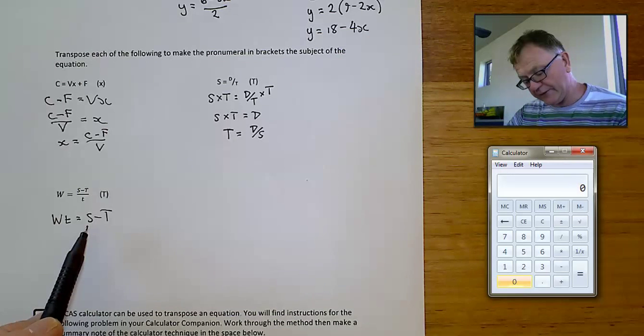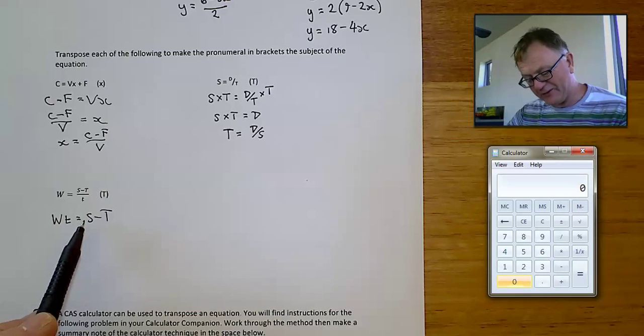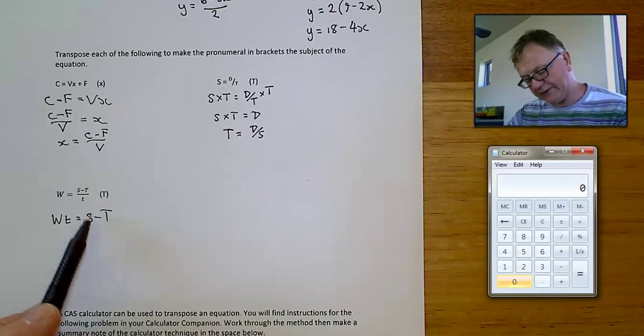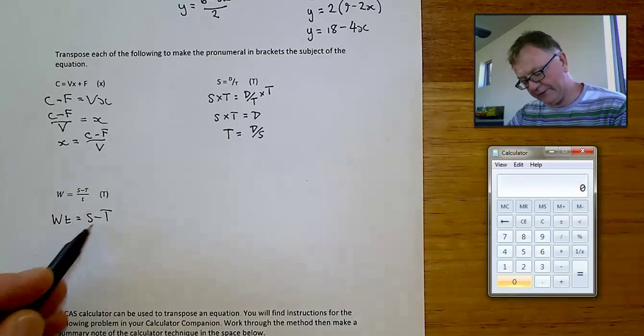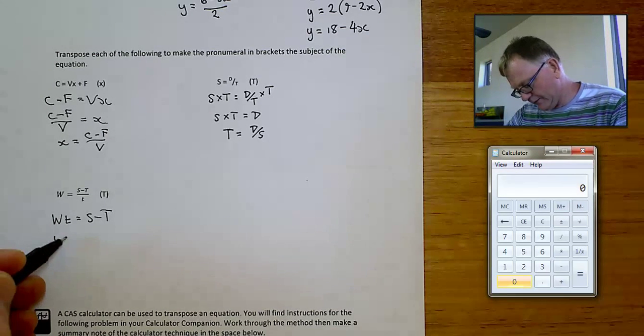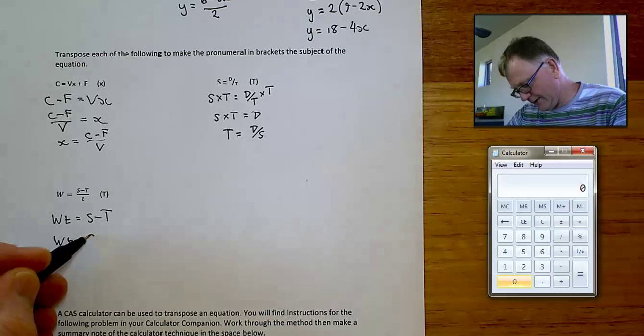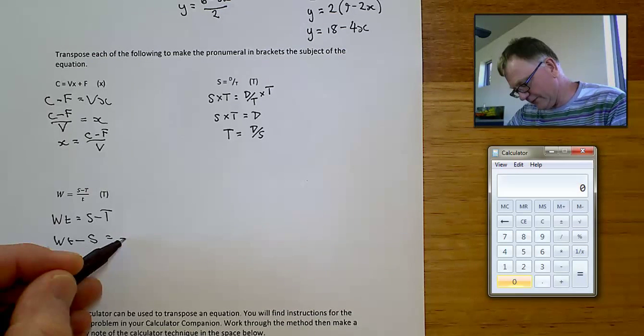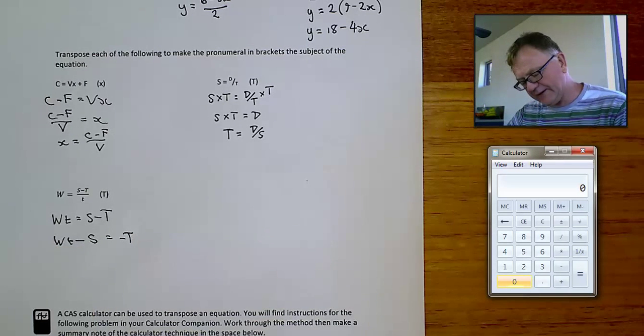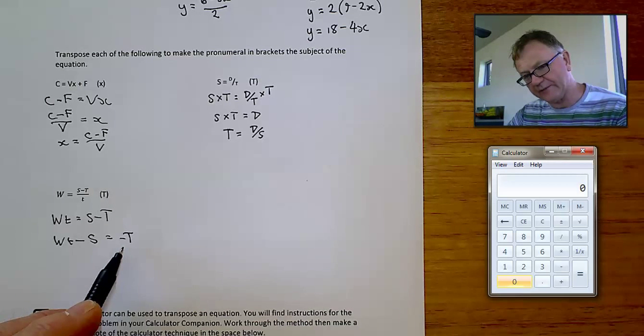I want to get rid of this s here. Now remember that's positive s minus t. So to get rid of this s, I'm going to take away capital S from this side, and I'll have wt take away s equals negative T. Now that's kind of just about got it, only I want to have positive T here.